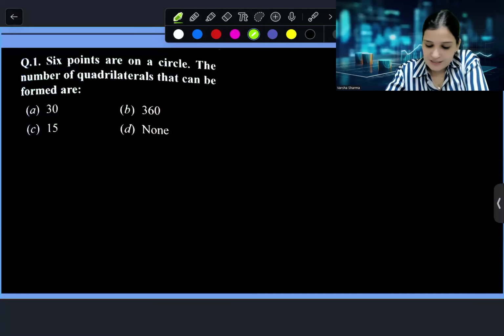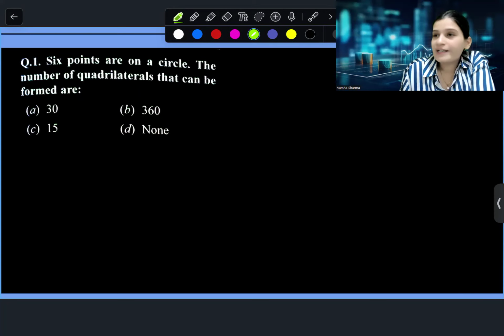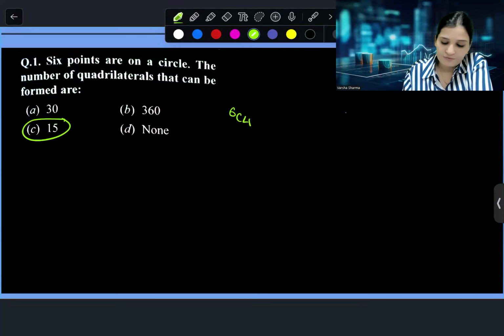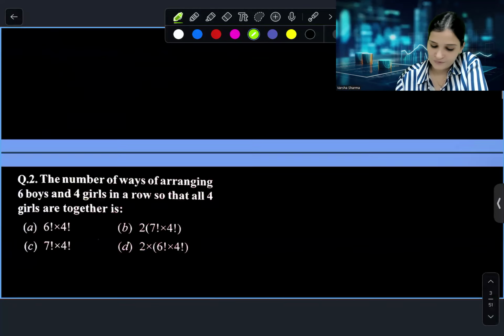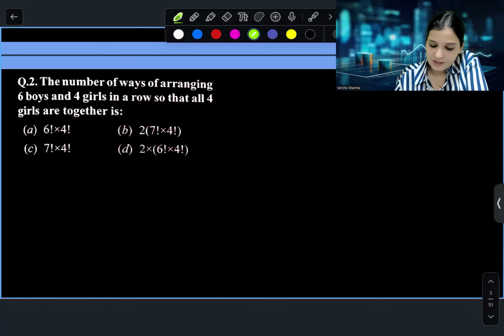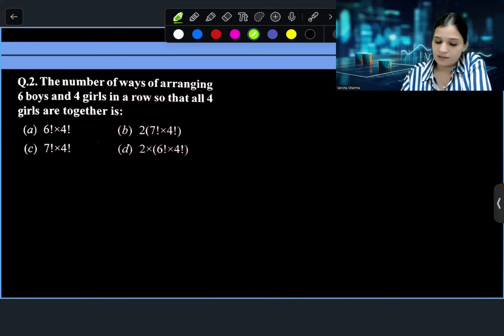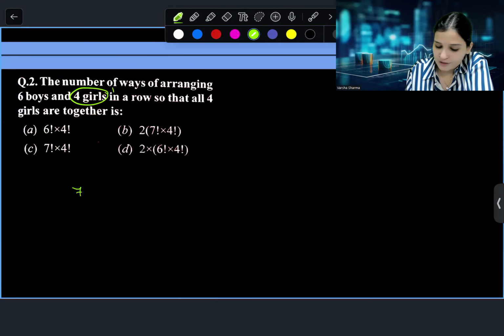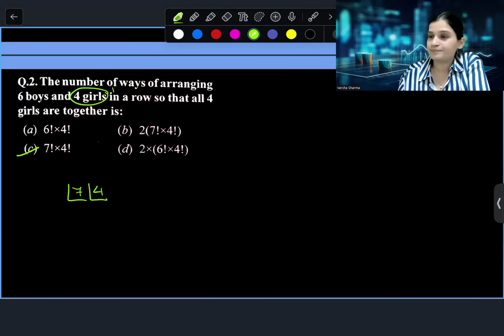Okay, 6 points are on a circle, the number of quadrilaterals that can be formed. Quadrilateral is a geometrical figure, so combination, it will be 6C4. What is 6C4? 15. The number of ways of arranging 6 boys and 4 girls in a row so that all the 4 girls are together. So for together, form a bundle. 6 and 1, 7 factorial, and the bundle will also be rearranged. Option C.